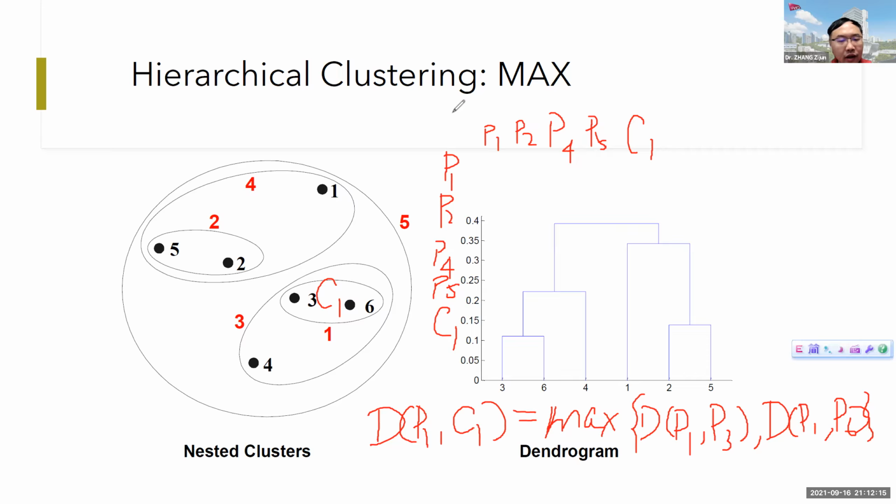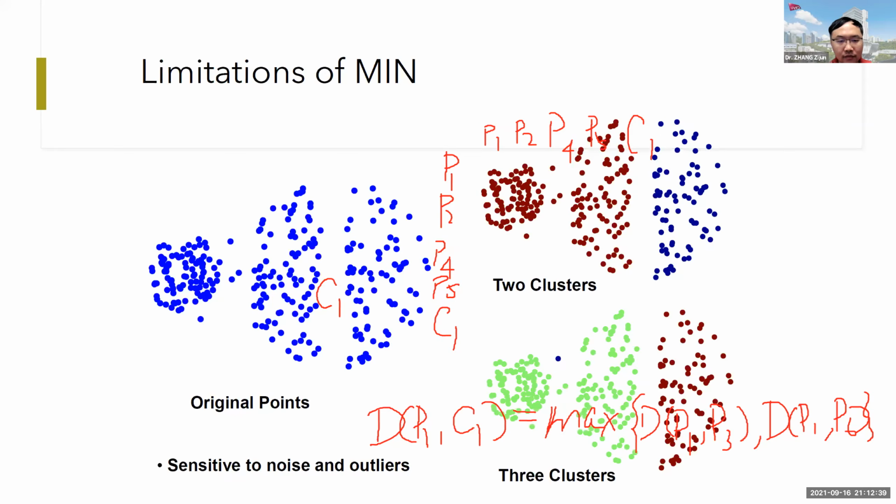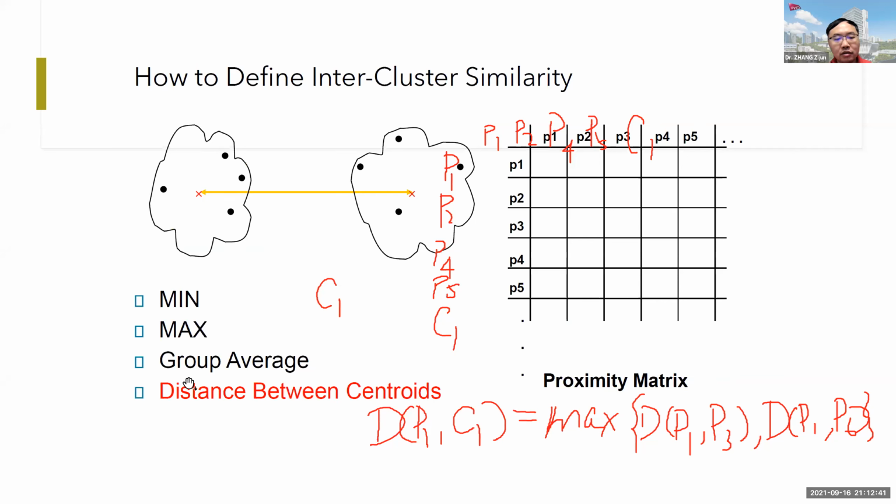Now, compute the centroid of P3 and P6. That means you are applying hierarchical clustering with the distance between centroids. You can see my previous slides. To update the proximity, there will be 4 approaches: by min, by max, by group average, and by distance between centroids.